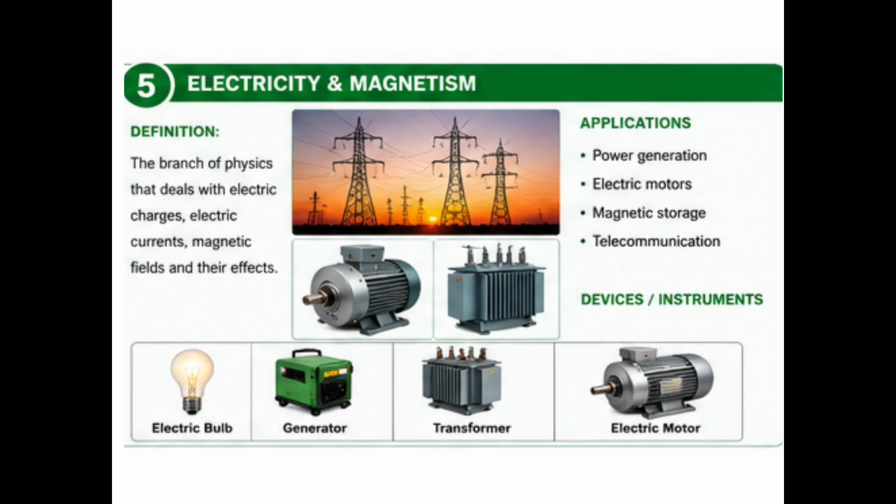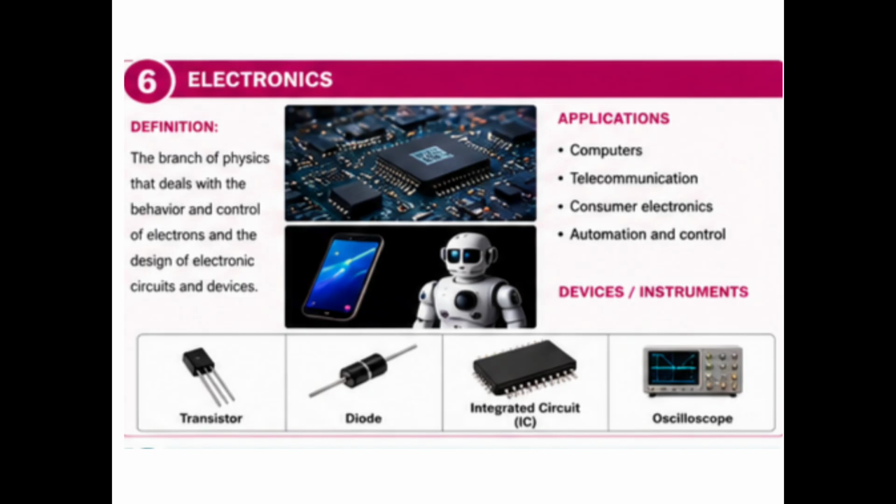Okay, the next aspect we want to deal with is electronics. Sometimes electronics can be a subset of electricity, but it is unique. That's why we're bringing it here. The branch of physics that deals with the behavior and control of electrons and the design of electronic circuits and devices. This is where artificial intelligence lies. Without this, artificial intelligence will not be possible. Control systems cannot be possible. Smart devices cannot be possible and what have you.